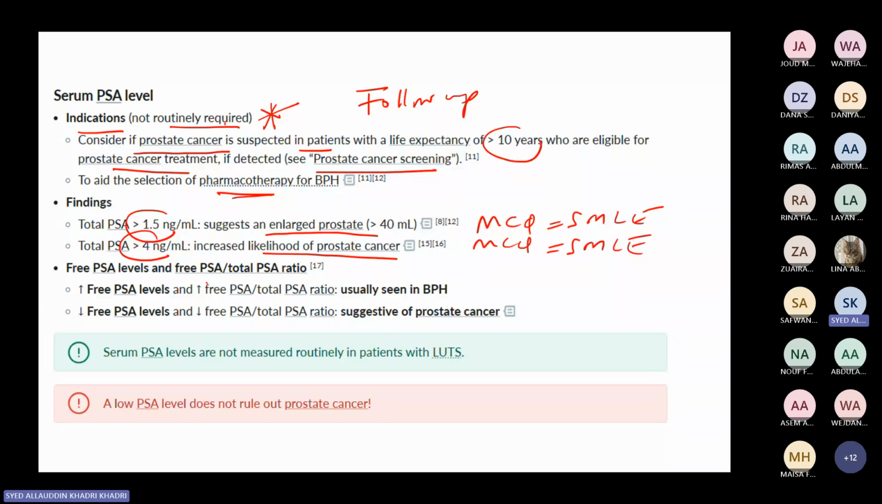Now, if the ratio is more, free PSA is usually seen in BPH. And if the free PSA ratio is less, it suggests prostatic cancer. You got to calculate. We have no time to calculate now. If I give you a problem when we solve the MCQs, if possible, then I can show you. We have a lot of MCQs on this calculation. But those come in the SMLE examination, so I'm not going into it for you now.